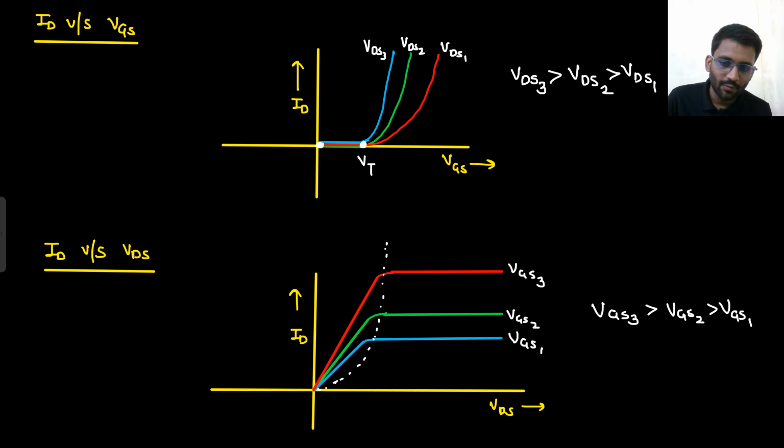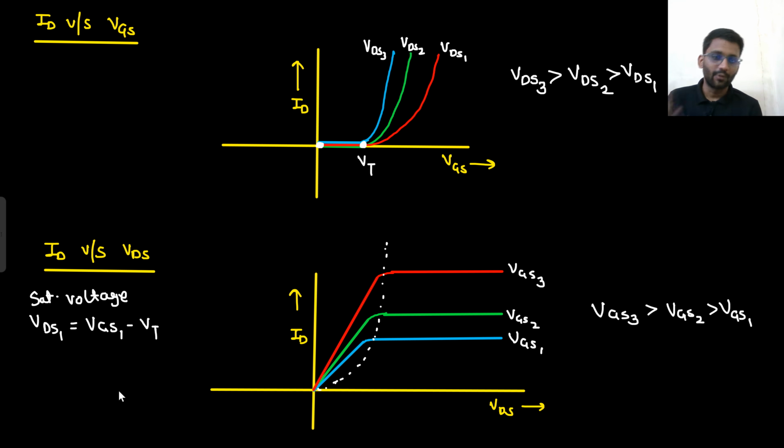So for this blue curve, what will be the saturation voltage? Not threshold voltage, the saturation voltage. For this blue curve, the saturation voltage would be VDS1. I am writing saturation voltages. That would be VGS1 minus VT. So that would be the saturation voltage.